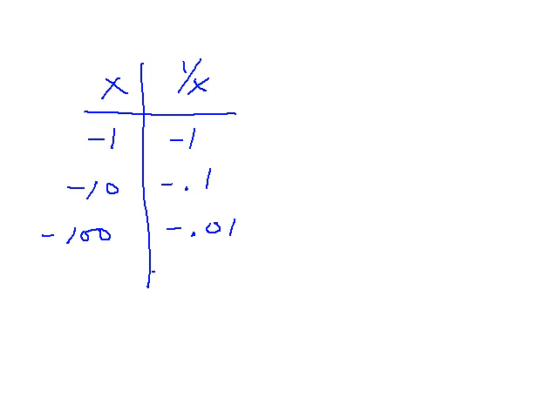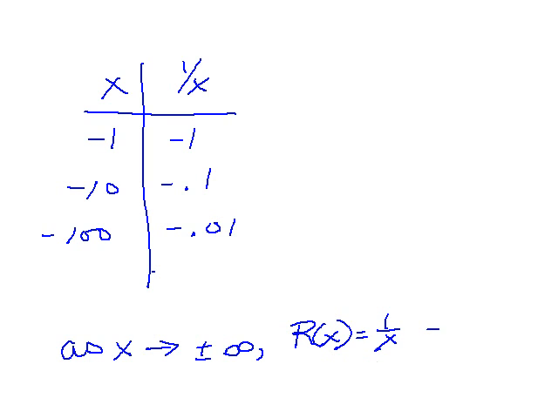So we can write this in the following notation. As x approaches, that's what the arrow means, approaches plus or minus infinity, this function r of x, which is just 1 over x, approaches 0. So x is going out towards infinity, and the function is going towards 0. This would also hold true, of course, if we had this function.